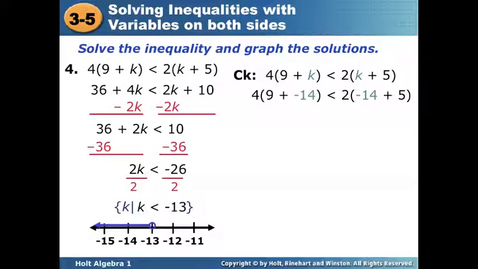Here we will not need to use the distributive property. We can add what's in the grouping symbols 9 and negative 14, as well as negative 14 and 5. The distributive property is only when there's a variable in the parentheses. Continue to follow order of operations, and you see that negative 20 is less than negative 18. So this does check out.